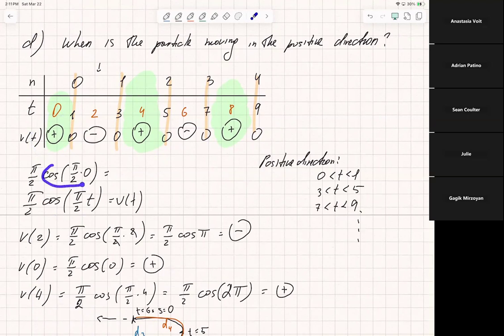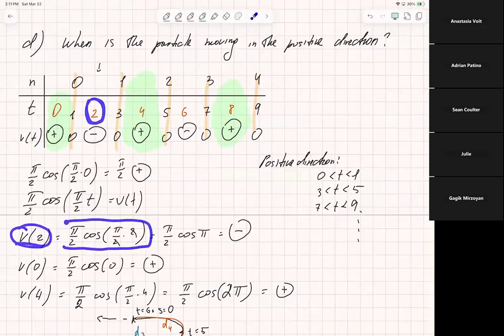In this case, we know that cosine of 0 is positive 1, so we have pi over 2 here, so this is a positive value. So we would have a positive value here. Then we check when time equals 2. So this is this one, right? So velocity of 2, that's pi over 2 cosine pi over 2 times 2. These 2's are canceled. We have cosine of pi, which is negative 1, multiplied by pi over 2, that's going to be negative pi over 2, which is a negative value, right? So that's why we have negative here.